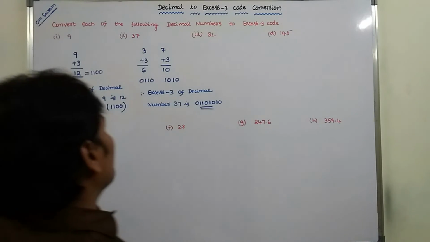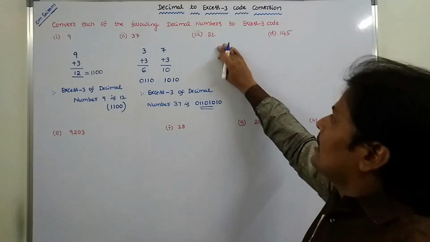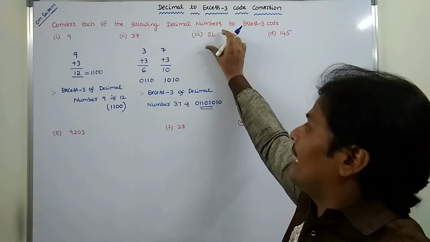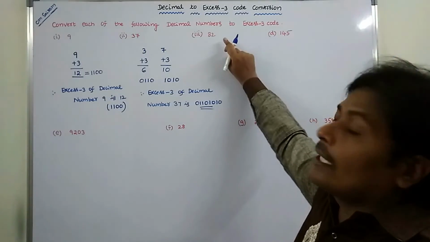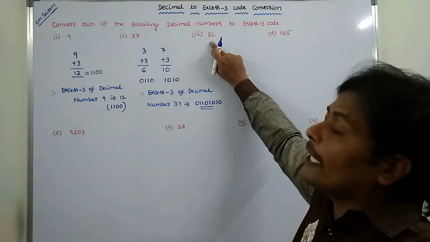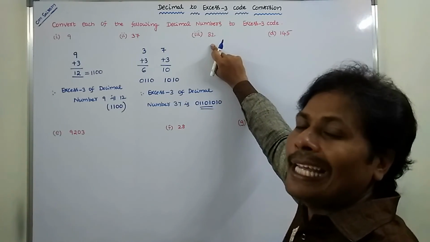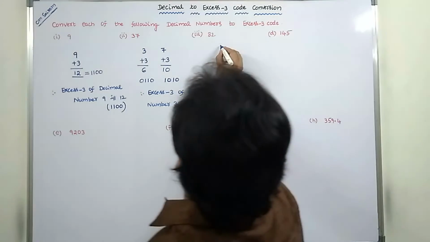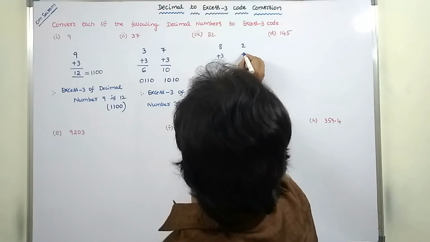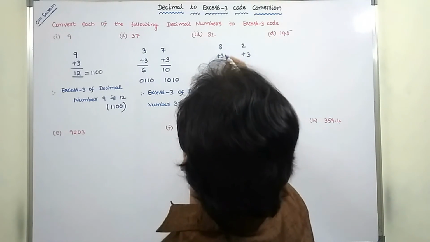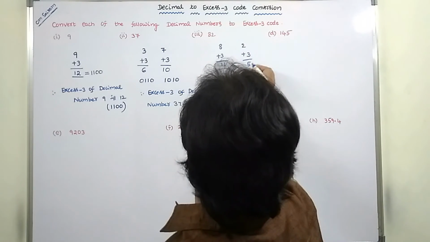Okay. Next we go for the third one. In the third one, the given decimal number is 82. In that one, there are 2 digits, digit 8 and digit 2. For each and every digit, we have to add +3 to get the equivalent excess-3 code. Here 8 is there, here 2 is there. We have to add +3 for each and every digit. So 8 plus 3 is 11 and 2 plus 3 is 5.